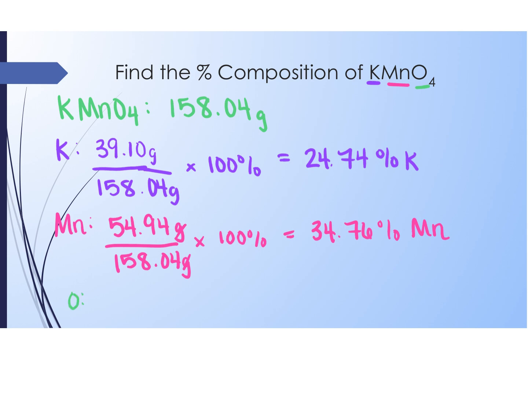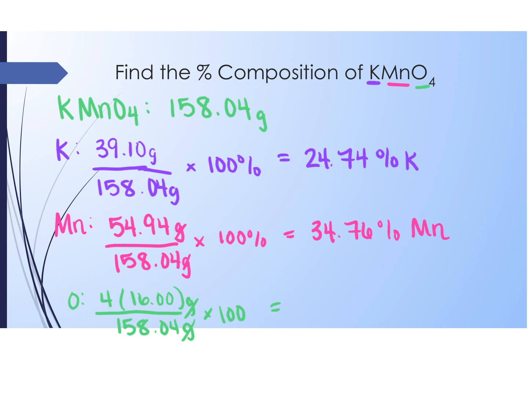Okay, and then our last element is oxygen. What's the mass of oxygen in this compound? 16.00 times 4. Okay, good. 16.00 times 4, or what does that equal to? 64.00. Whichever way you write it is fine. And then what are you going to divide it by? What number do we divide by? 158.04. Okay, 158.04. Okay, so then we'll divide, get an answer, and then multiply by 100.